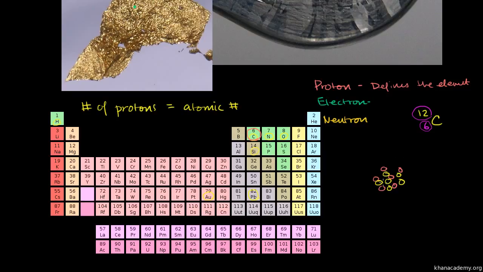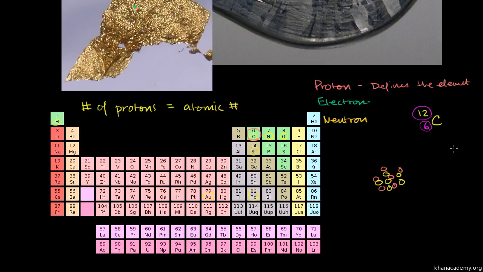And carbon 12 will have 6 protons and 6 neutrons. Another version of carbon, carbon 14, will still have 6 protons, but then it would have 8 neutrons. So the number of neutrons can change. But this is carbon 12 right over here. And if carbon 12 is neutral, and I'll give a little nuance on this word in a second as well.